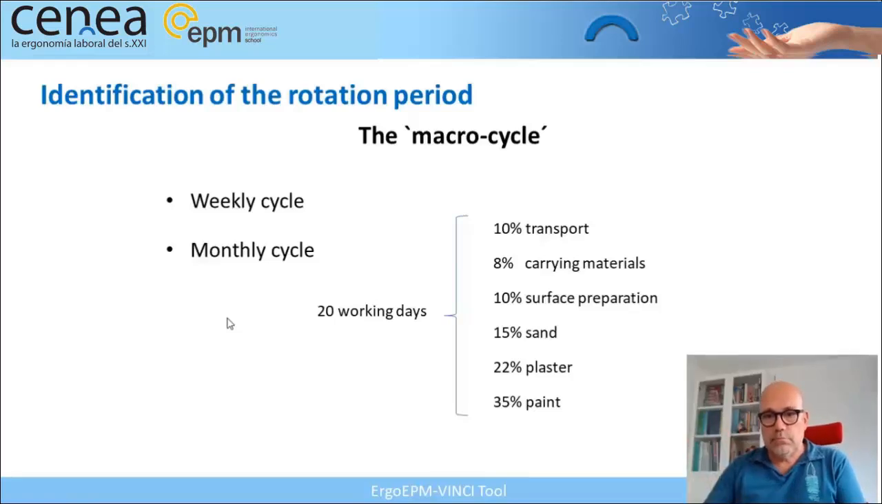For example, a construction painter who works 20 days, but of those 20 days, 10% is dedicated to transportation, moving around and getting to the works. 8% of the time transports materials. 10% of the time prepares surfaces for work. And then you have to clean up, must sand, must fill. And finally, 35% of the time paints the walls, the surfaces. And this monthly pattern is repeated throughout the year. What is the person's risk now?